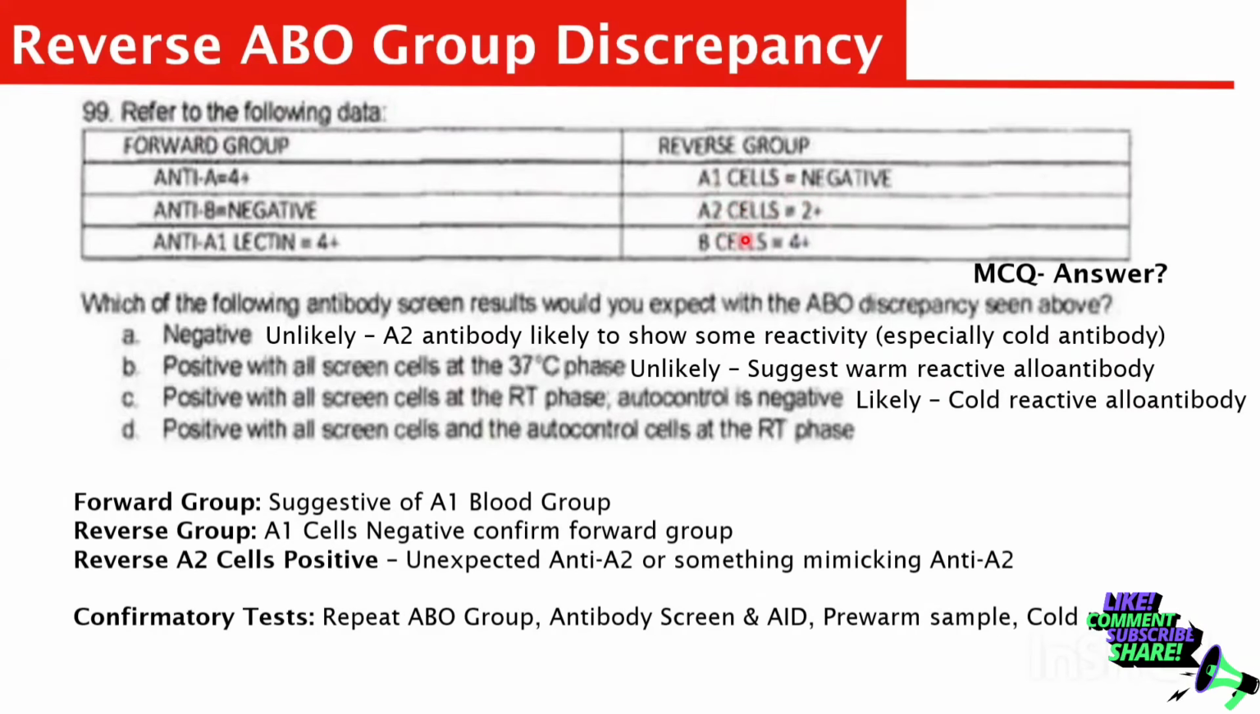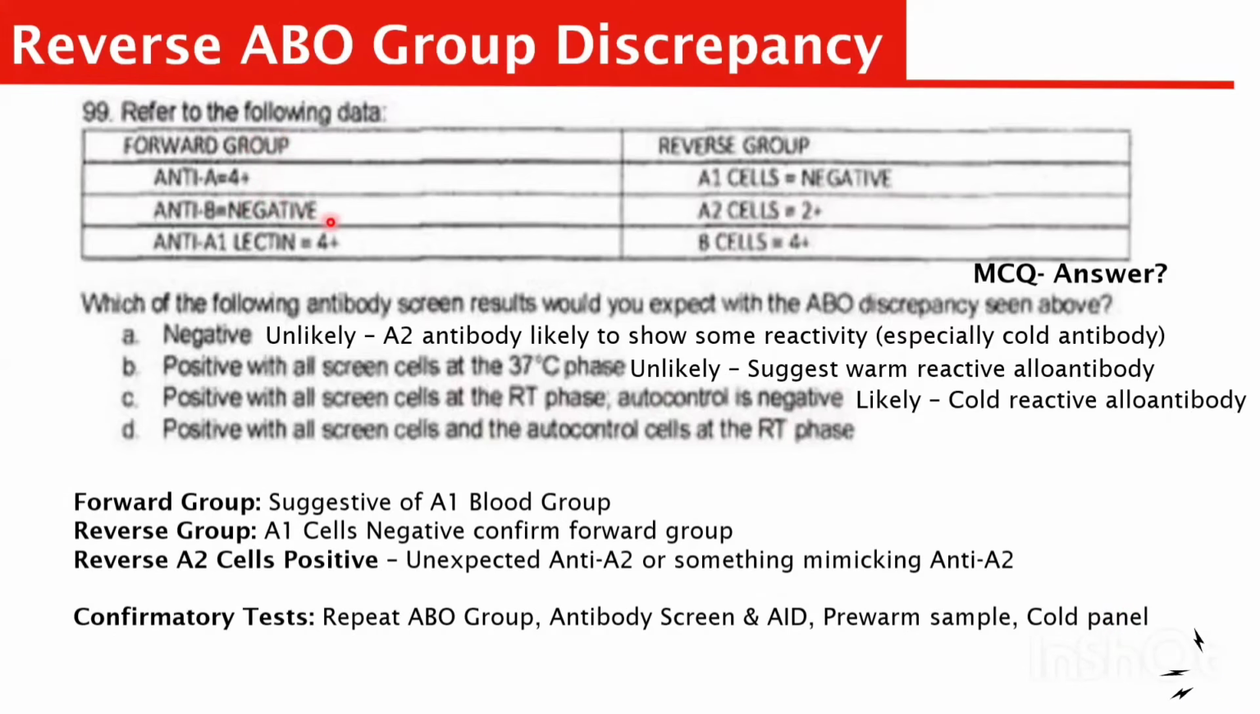So what I'm thinking is that there can be some antibody that can be commonly seen at the same temperature as the A2, that is mimicking this very A2. That is why I say that possibly this is the answer. And this is because the auto control here is negative. And if the auto control is negative, that means this patient is A1.